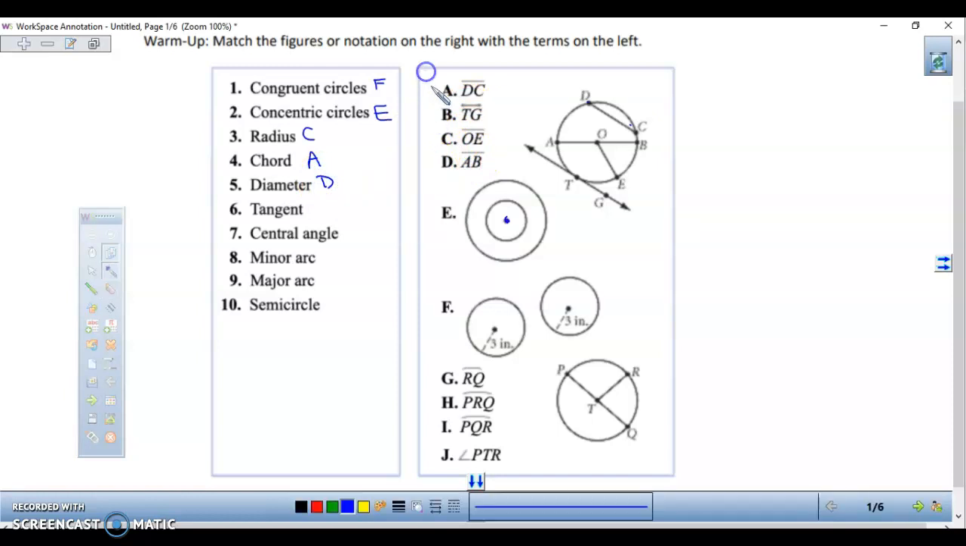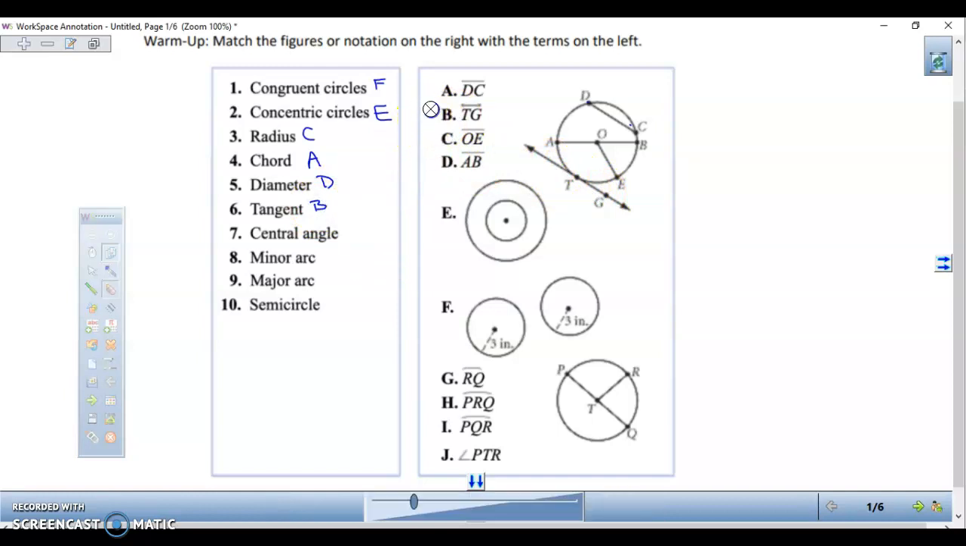Next, as I just told you a second ago, a tangent is a line. Honestly, I don't have to really do much work because there's only one line on here. By definition, it's a line that intersects a circle at exactly one point, and you'll notice there's only one option there. That is line TG. So that would be B.